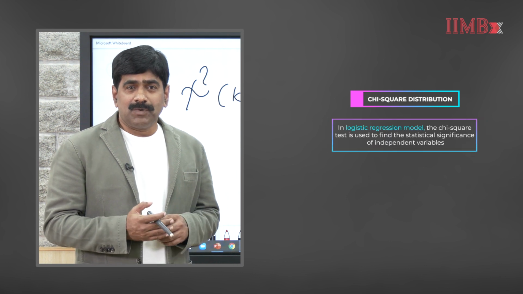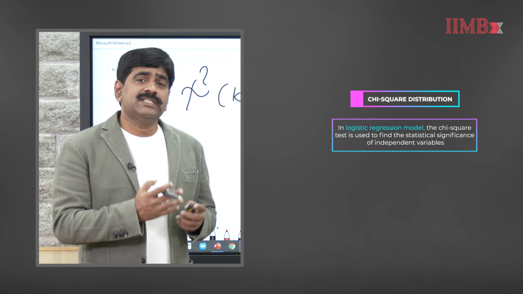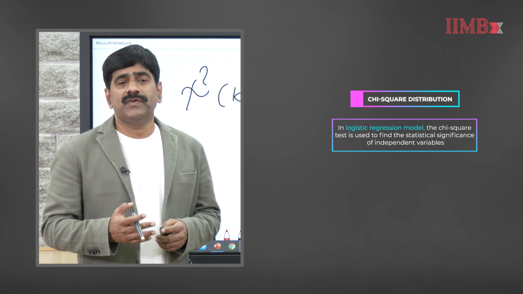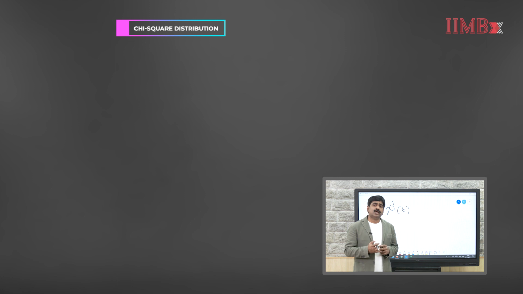In logistic regression model, the chi-square test known as Wald's test is used to find the statistical significance of an independent variable. Consider normal random variable x1 with mean mu1 and standard deviation sigma 1.